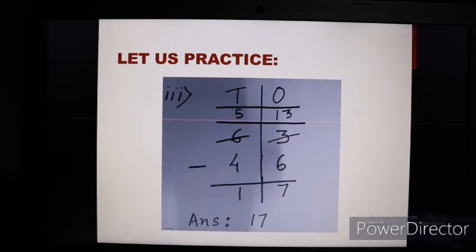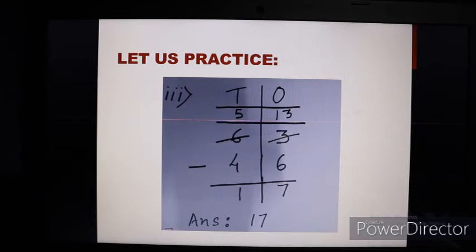Here, in ones place, the upper number is smaller than the lower number. We cannot subtract 6 from 3. So we borrow 1 from tens place and that is 6. Now in ones place the new number is 13 and now we can easily subtract 6 from 13.